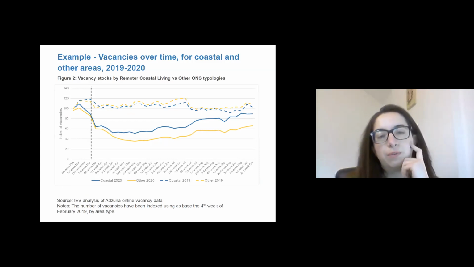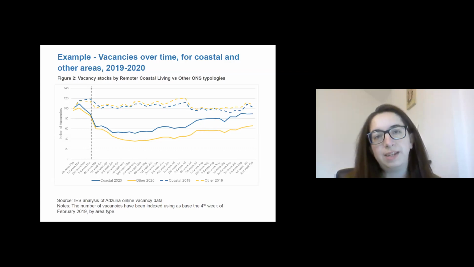For this example, as I said, I'm going to show the coastal areas versus all the other types of areas. So here we look at stocks in 2019 and 2020 for both types of areas. Those vacancies have been indexed using as a base the 4th week of February. And we can see here that the crisis affected both coastal areas and other areas a lot. However, the decline was much sharper in other areas than it was in coastal areas. However, we know that coastal areas are much poorer on average.